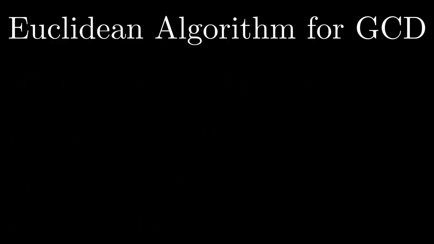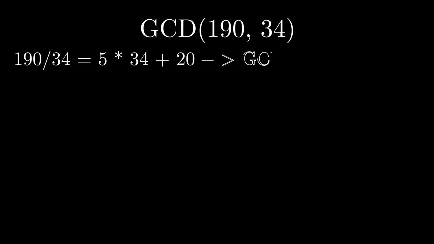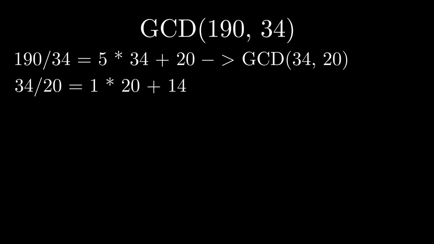Let's look at an example using numbers instead of variables. We'll calculate the GCD of 190 and 34. First, 190 divided by 34 equals 5 times 34 plus 20. So our new problem becomes the GCD of 34 and 20. 34 divided by 20 equals 1 times 20 plus 14.